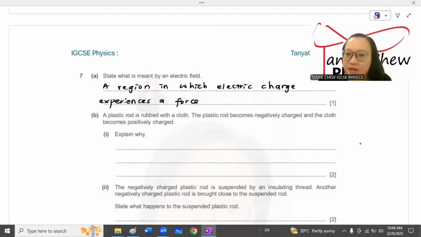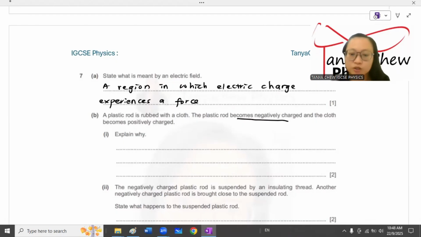The plastic rod becomes negatively charged and the cloth becomes positively charged. And you have to explain why. Remember, when you learn about electric charge, there are two charges altogether. One is positive charge, the other one is negative charge. And bear in mind, only negative charges can move. So this rod becomes negatively charged because this plastic rod gains electrons. And the cloth becomes positively charged because the cloth is losing electrons to the plastic rod.